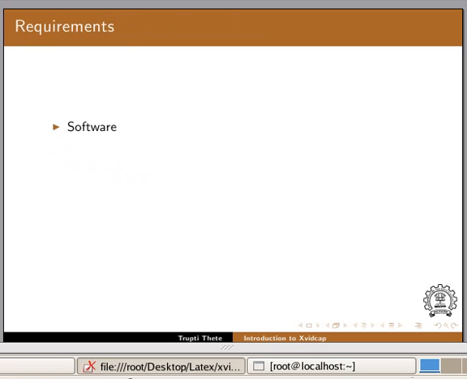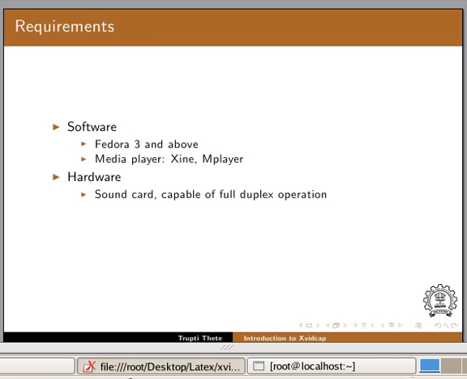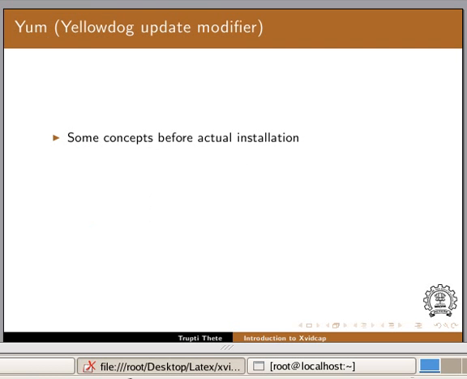The requirements of Xvidcap are: on the software front, an operating system like Fedora Core 3 and above should be present. Some media player like Xine or MPlayer should be there. On the hardware front, a sound card capable of full duplex operation, headphones, and a microphone should be present.